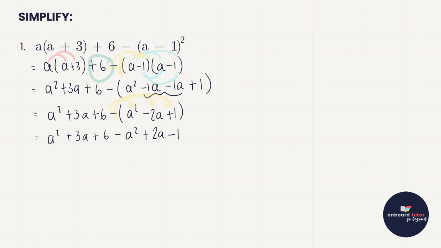Alright, now we can collect our like terms. So a squareds go together, a's go together, and constant terms will go together there. Okay, if you're scared you're going to make a sign mistake, you can rewrite them in order of like terms, but I think we can tackle it from here. Positive a squared minus a squared means we've got no more a squareds left in this question. Positive 3 plus another 2 gives us 5a, and then plus 6 minus 1 gives us plus 5 as a final answer there.